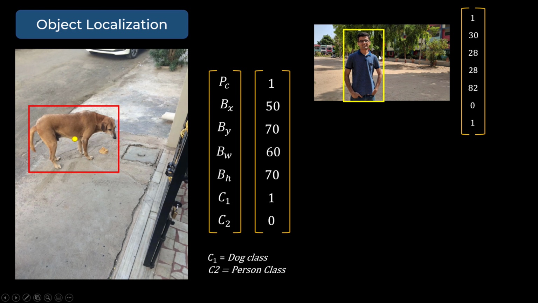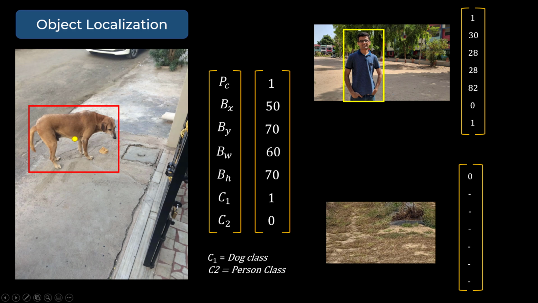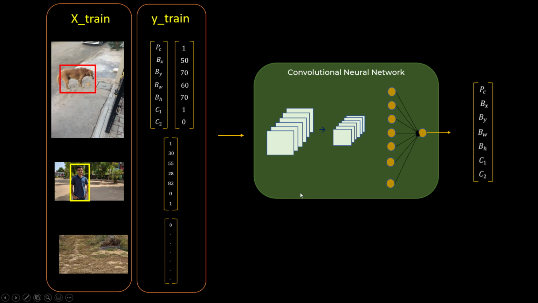If you have a different image like this, there is a person here. This is my picture from my high school. The PC probability of any class is 1 because there is some object, and these are the bounding box coordinates. And C1 is 0 because it's not a dog, and C2 is 1 because it's a person. And when you have no object in the image, the PC will be 0 and the rest of the values don't matter. So now you can train a neural network to classify the object as well as the bounding box.